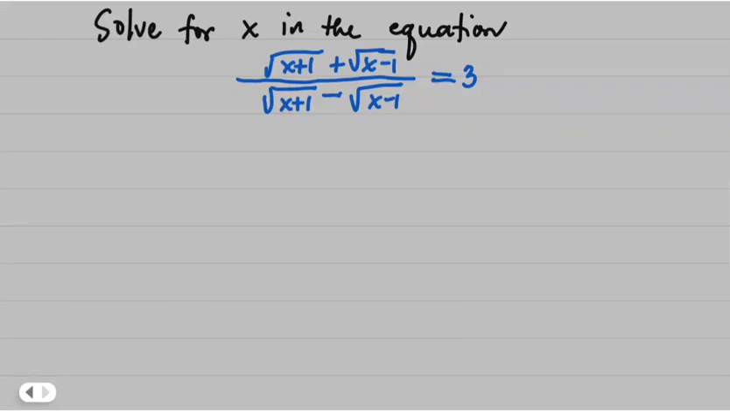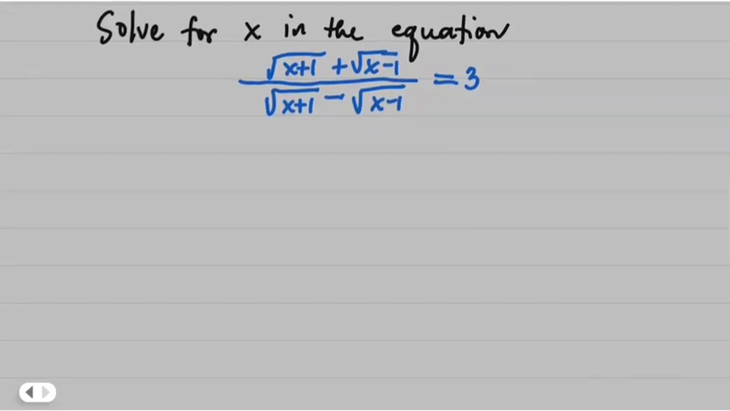Okay guys, let's solve this problem. Solve for x in the equation: square root of x plus 1 plus square root of x minus 1, all over square root of x plus 1 minus square root of x minus 1, is equal to 3.